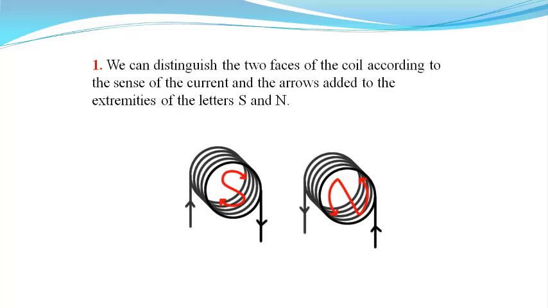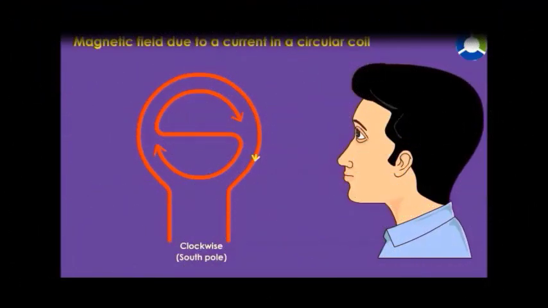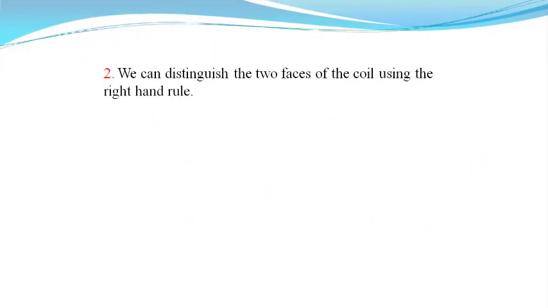We've explained it before in part 3, but to understand it well, let's watch this video. If the current flows in the coil in a clockwise direction facing the observer, then that face of the coil will act as South Pole. If the current flows in the coil in anti-clockwise direction facing the observer, then that face of the coil will act as North Pole.